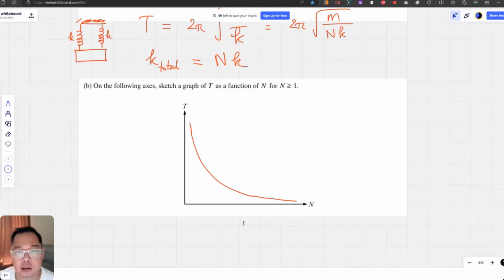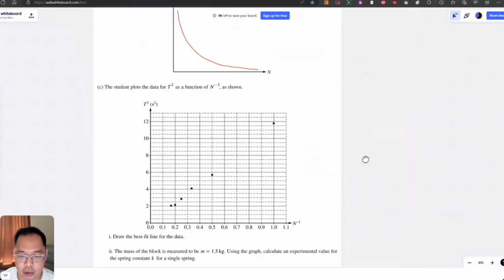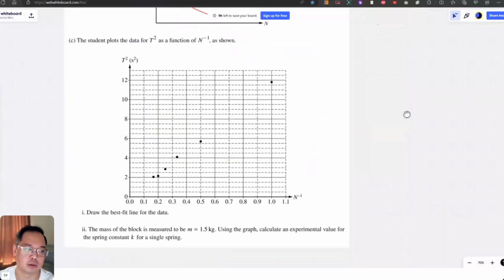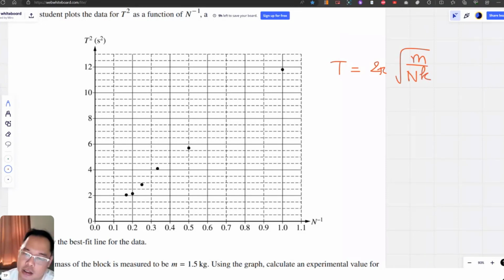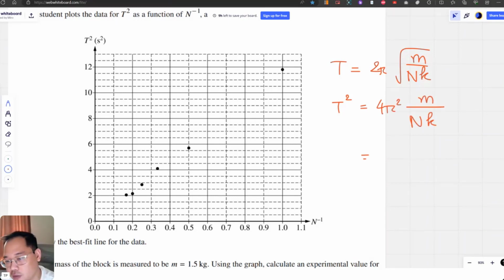The student plots the data for T squared as a function of the number of springs n as shown. We have the equation that I wrote above, which is T equal 2 pi square root of m over nk. Squaring both sides, we have T squared equals 4 pi squared times m over nk. So this is an inverse. Let me put all the values, 4 pi squared m over k, as a constant in front of it, and then times n to the power minus 1. And therefore, we have this straight line graph.